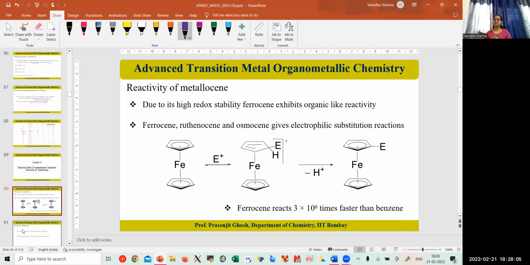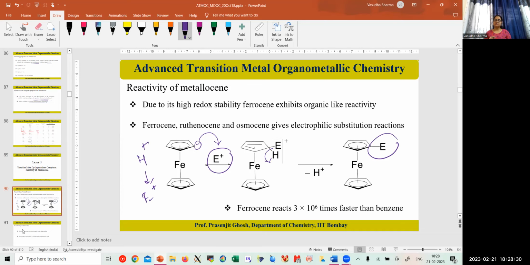For example, there is an electrophile and this has a negative charge. This will attack over here and itself can gain positive charge. But we have a hydrogen over here which can leave, and therefore the charge gets balanced and it becomes aromatic again. So the H positive has been replaced by the E positive, and that's why it is called electrophilic substitution reactions. And also, these are redox stable.